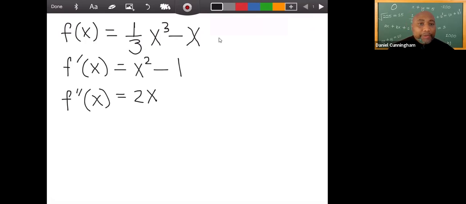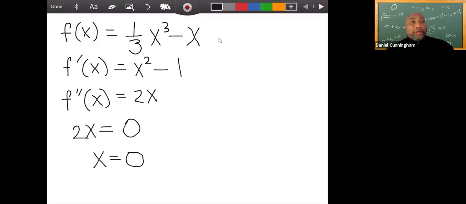Once you find the second derivative, 2x, you set it equal to 0 and then solve for x. This will give us some critical points. In this case, x will equal 0, and that will give us a possible point of inflection. We'll talk about that later, how to write the point of inflection and what it means to have a point of inflection. But for right now, we'll just talk about concavity. So here's our critical point using the second derivative.